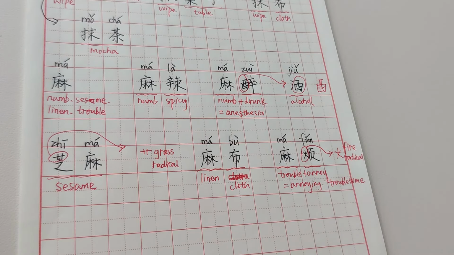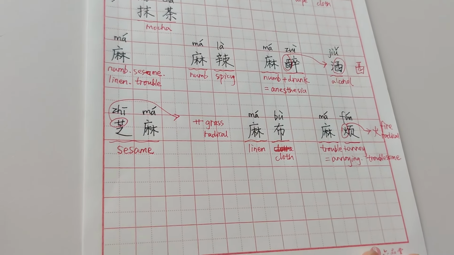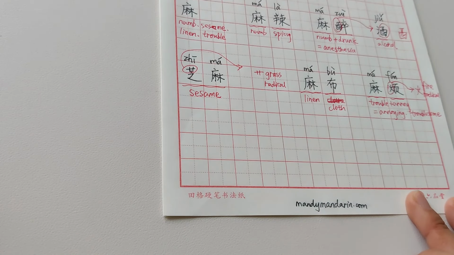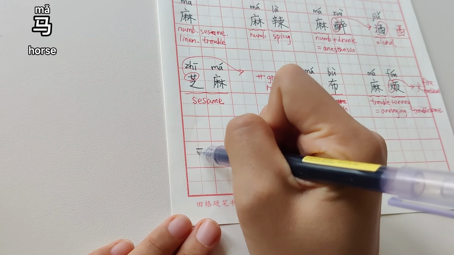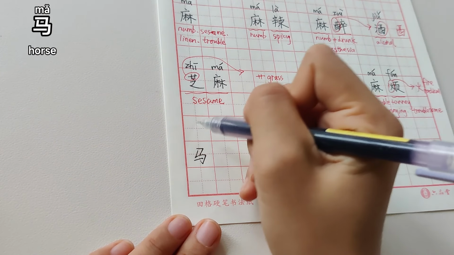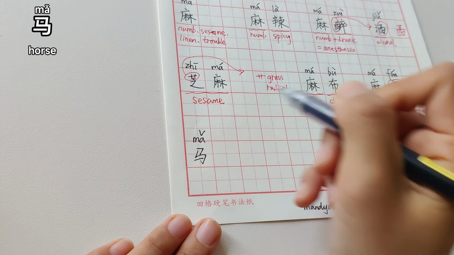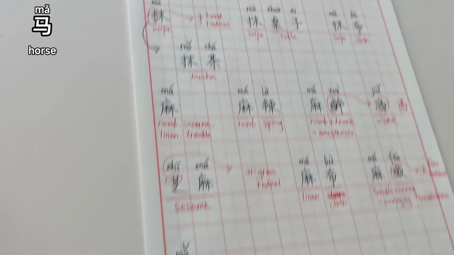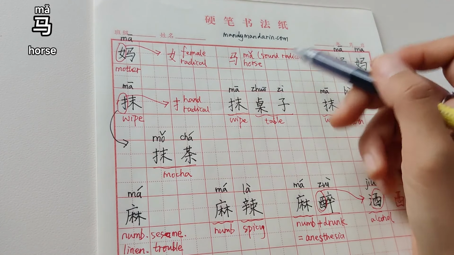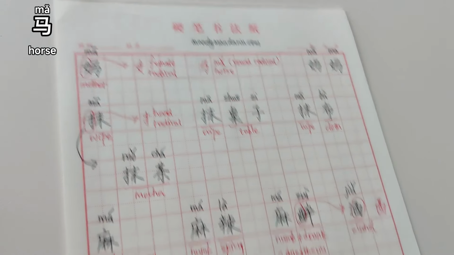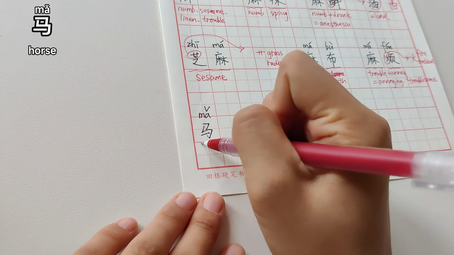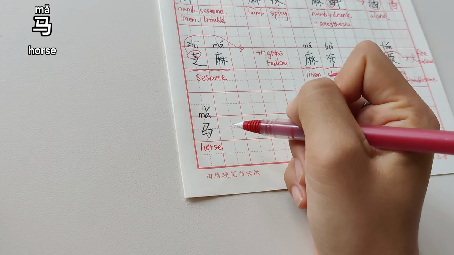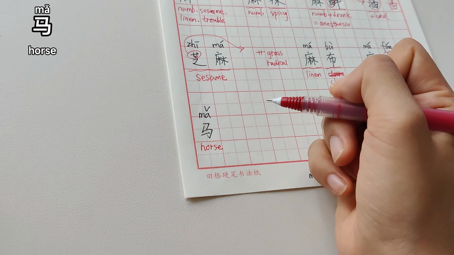Okay, so now let's get to our next character. Let's talk about the ma with the third tone. Ma, we just mentioned it right here. The ma means horse. Very straightforward. The ma, just horse.